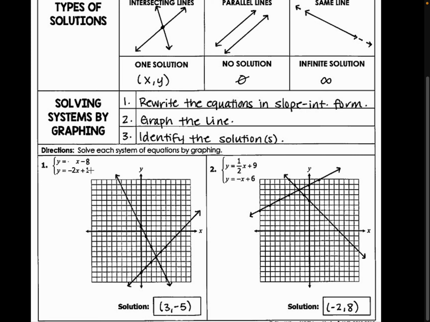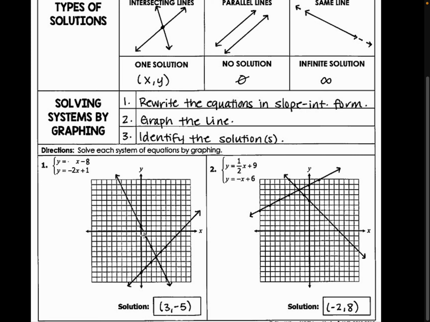Step 2 is to graph the actual line. So on delta especially, we're going to practice graphing the actual line on the graph. Make sure you copy down the graph on your paper. And step 3 is to identify the solution. So remember, we can have 1 solution, we can have no solution, or many solutions.